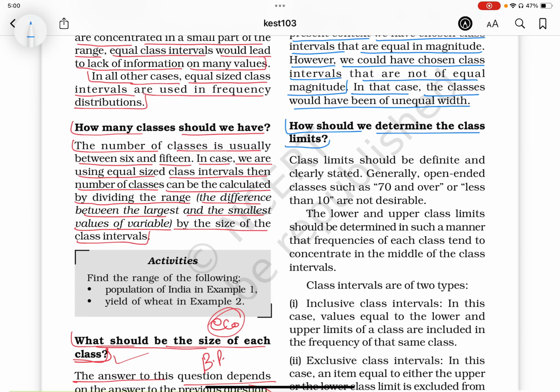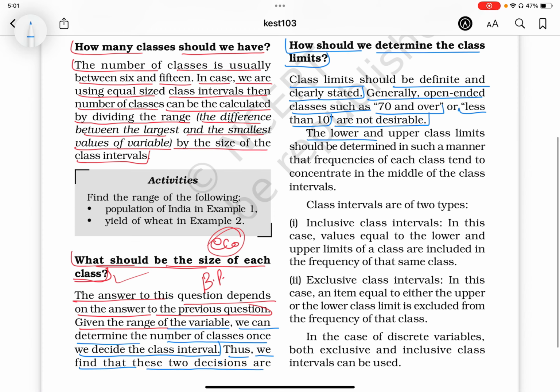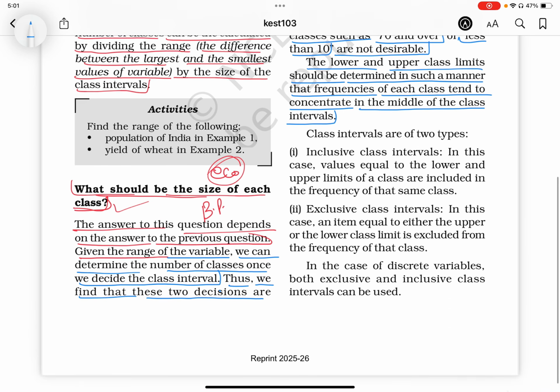How should we determine the class limits? Class limits should be definite and clearly stated. Generally, open-ended classes such as 70 or over or less than 100 are not desirable. The lower and upper class limits should be determined in such a manner that frequencies of each class tend to concentrate in the middle of the class intervals.